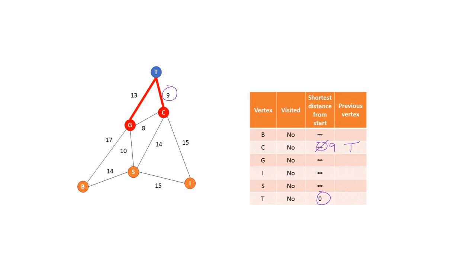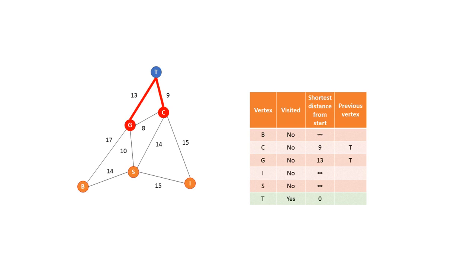So the distance between G and T is 13, and the distance from T to the start is 0. So 13 plus 0 is 13. This is less than infinity that we're storing for G already, so we can update the shortest distance from the start for G to be 13. We can also update the previous vertex for C and G to both be T as well.